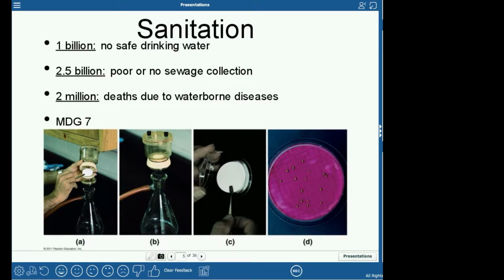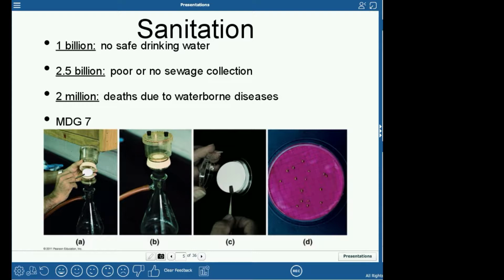So these are some statistics for worldwide. There's a billion people. If there's over 7 billion people on the planet, that's about 1/7 of the planet that does not have safe drinking water. About 2.5 billion folks have poor or no sewage collection. So their waste is not collected somewhere and cleaned. It's like going to the bathroom in your water supply, that kind of thing.